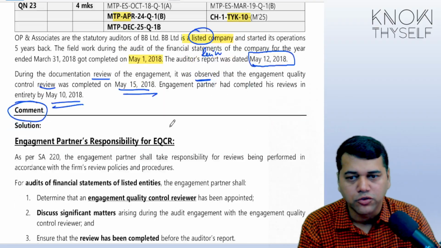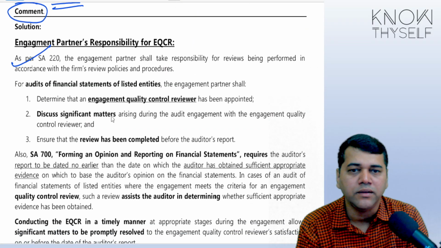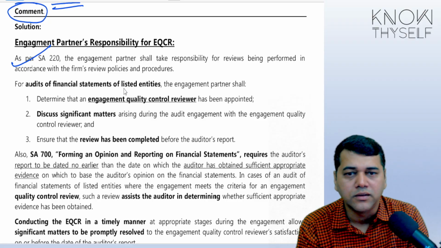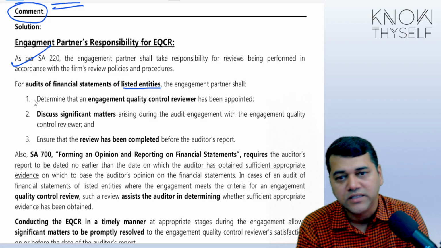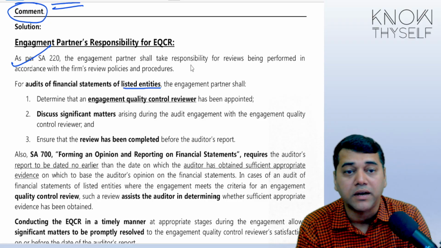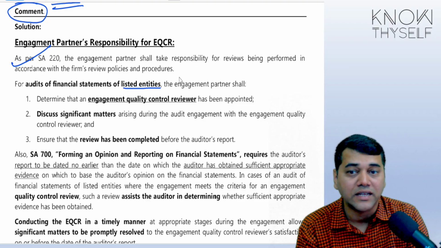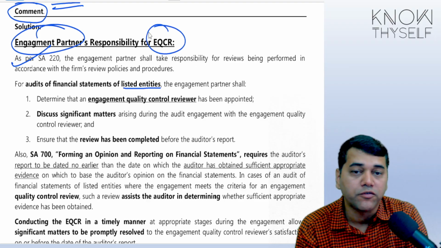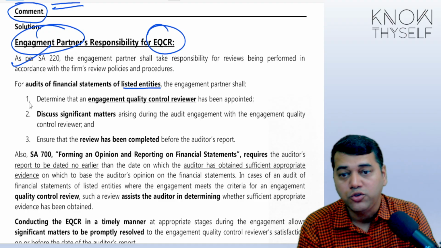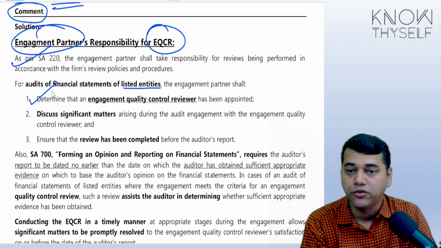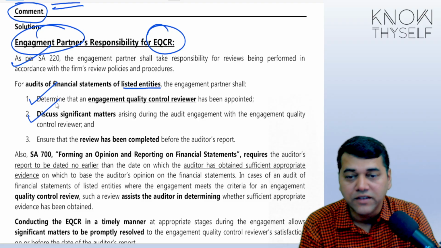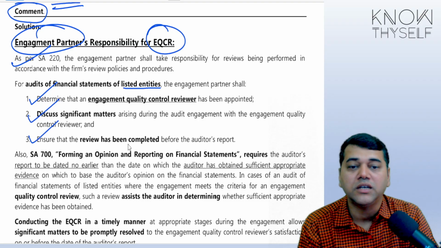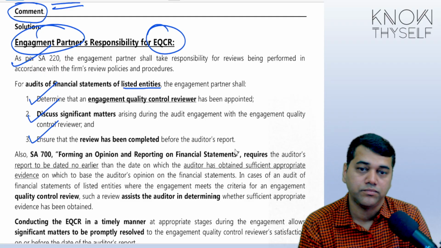So it is from SA 220. You start with SA 220, audit of a listed entity. The engagement partner shall check what the responsibility of an engagement partner towards EQCR is. So you have to write the engagement partner's responsibility for EQCR. You have to see that you have appointed an EQCR, discussed the significant matters, and that a review has been completed before the auditor's report.